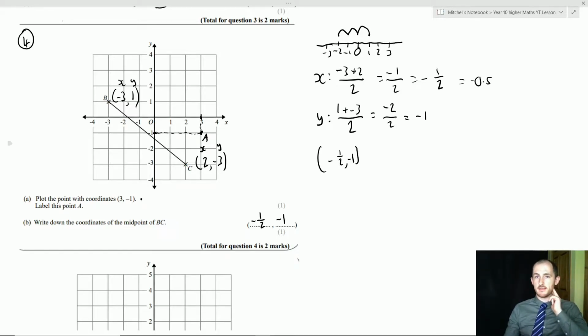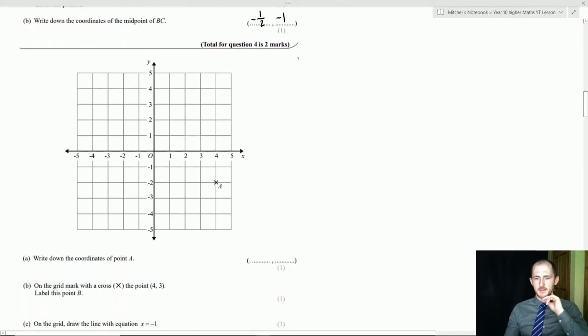Okay, don't be afraid to use number lines. It's better to be right than it is to be proud and not use them and then get it wrong.